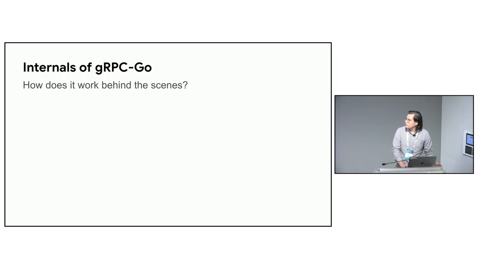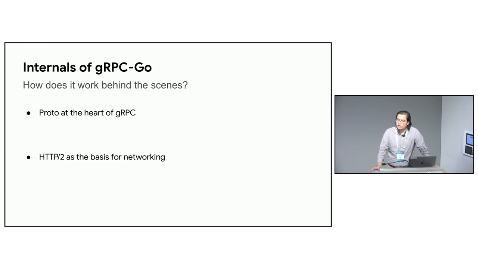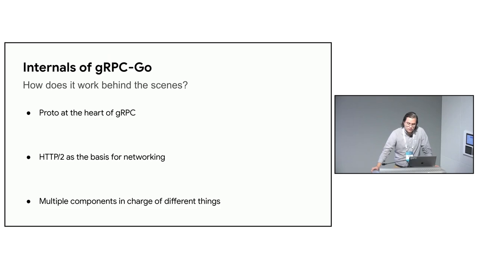So first, gRPC and protobufs are as thick as thieves, right? In protobufs is where you define how your service is going to look, what sort of messages you're going to send, and what the RPCs are that you're going to support. In the case of gRPC-Go, HTTP2 is the protocol that we use as the basis of networking. So everything in gRPC goes through HTTP2 on the wire. Finally, it is worth mentioning that there are multiple components involved in every message inside of gRPC-Go, and today we're going to talk about some of them.